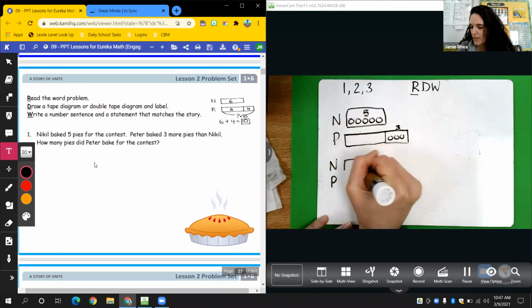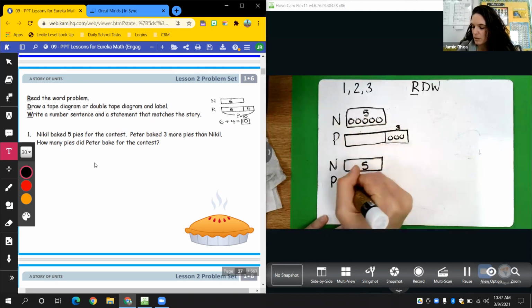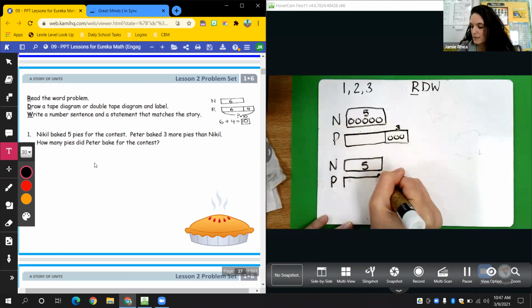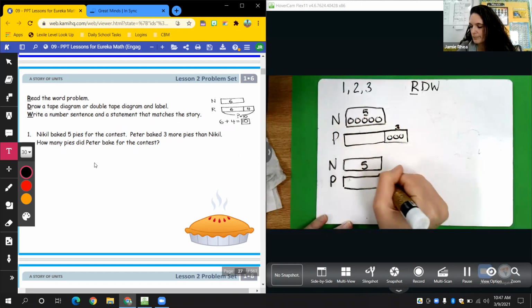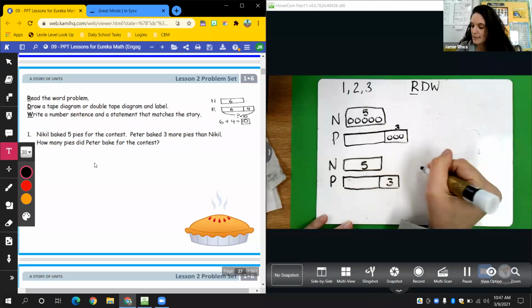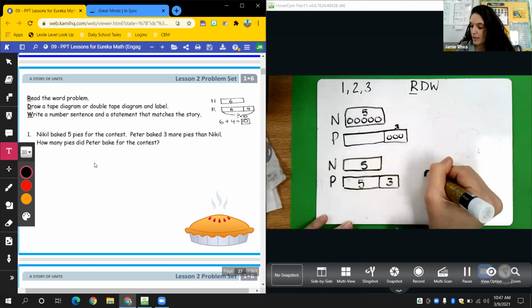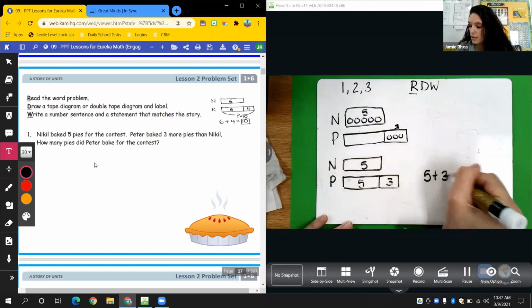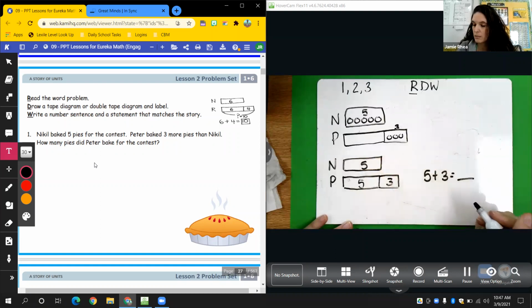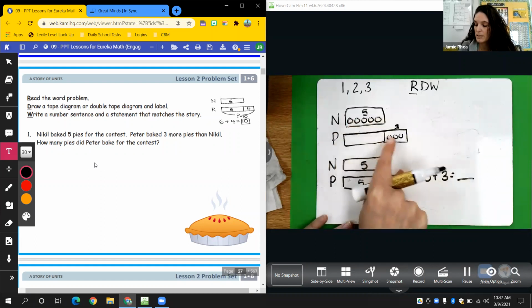I'm going to draw out my 5. I'm going to make Peter's the same, but his is going to be just a little bit longer because he had 3. And then I can say they have the same here. So 5 plus 3 equals something. How many did he bake? Well, let's count them. 5, 6, 7, 8.